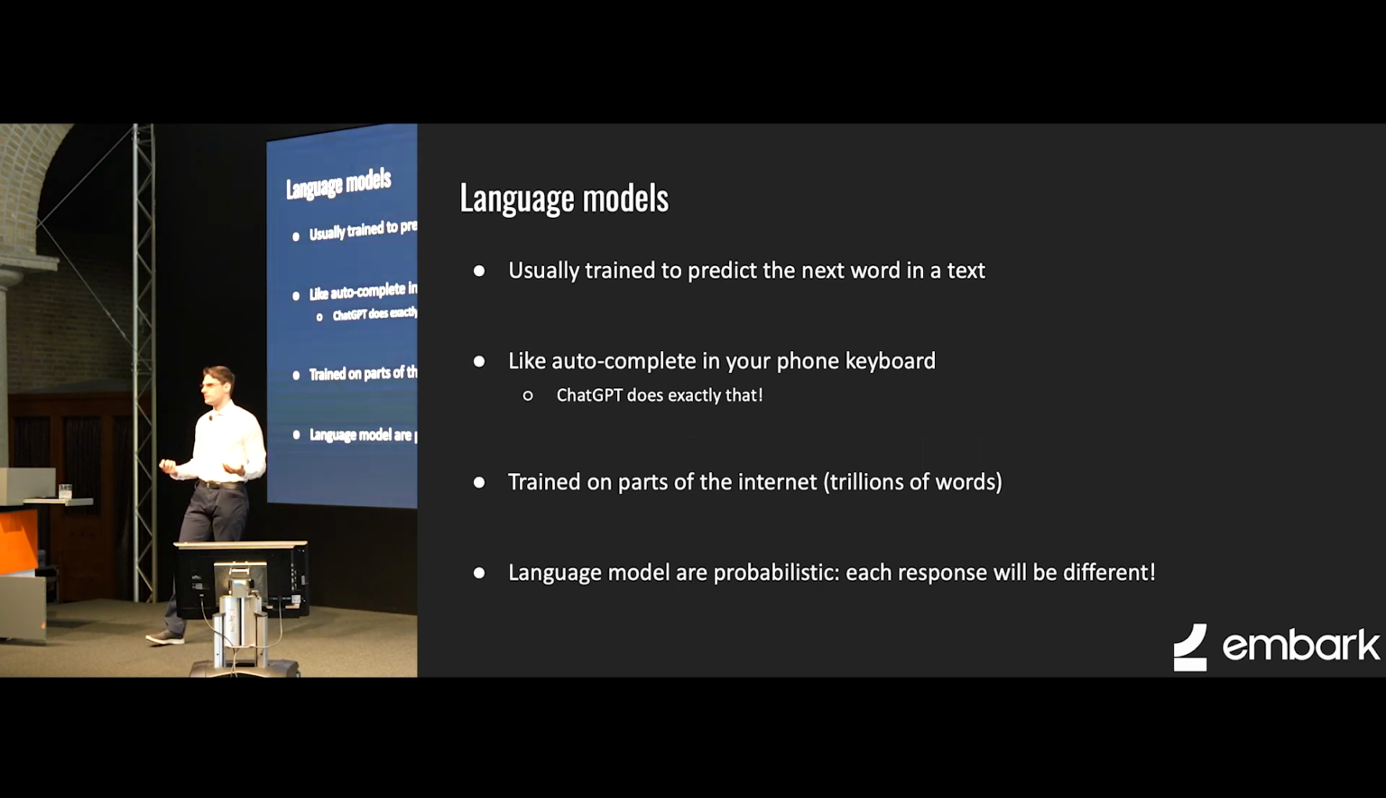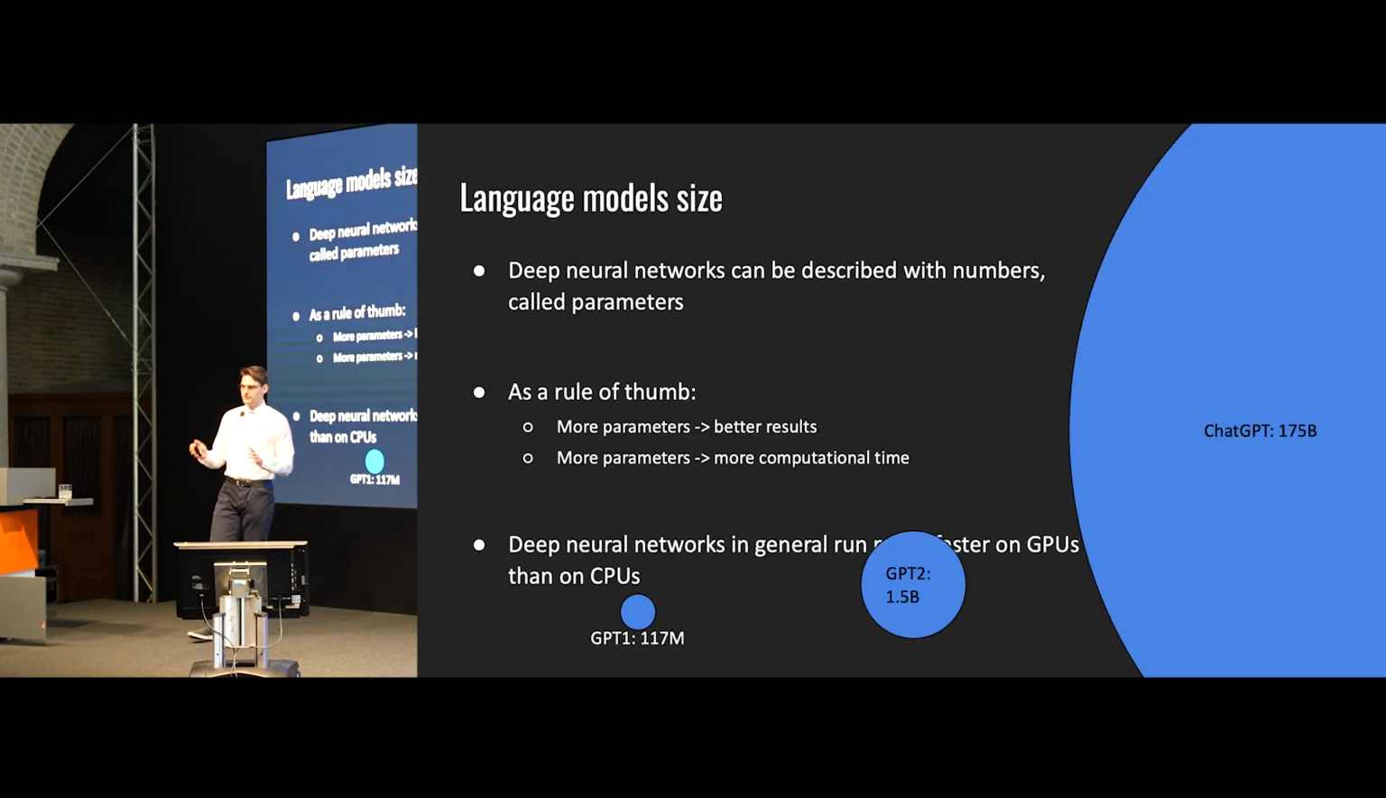Another added benefit of language models is that they are probabilistic, which means that each response will be different, which is great for us because it means that every interaction that you have with our creatures will be different. I would like to delve a little deeper into the difference between the autocomplete on your phone keyboard, which I think is a very useful comparison, and bigger language models.